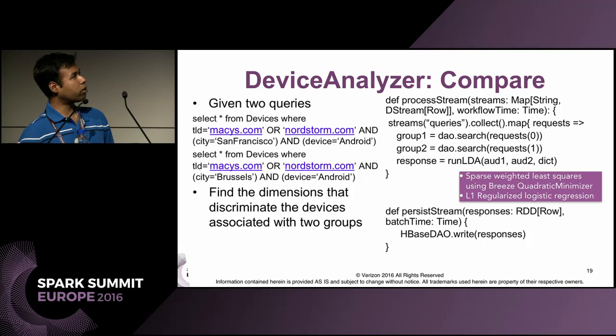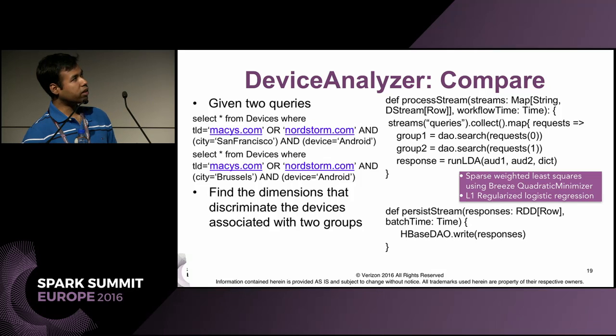Query 1 says, okay, same people, same devices who go to Macy's.com and stay in the city of San Francisco, versus Macy's.com and the city of Brussels. So what are the dimensions that discriminate these devices? This is the compare problem that we wanted to solve. Now, of course, to solve this, we have to write the business logic for that.